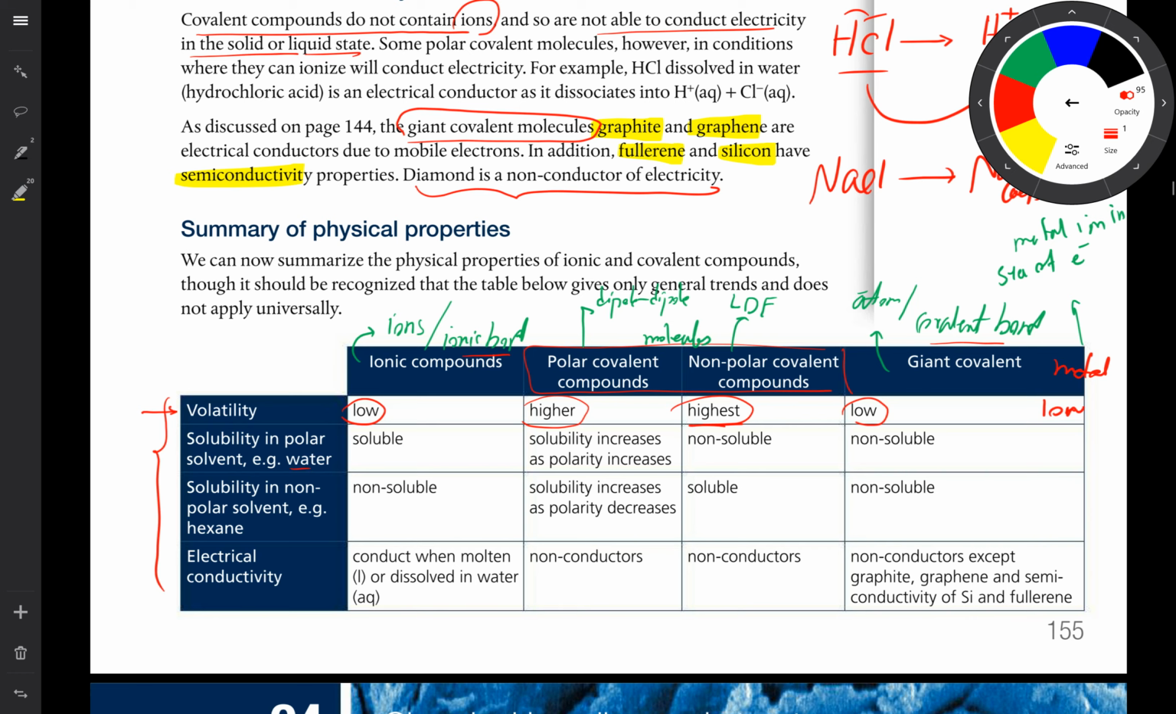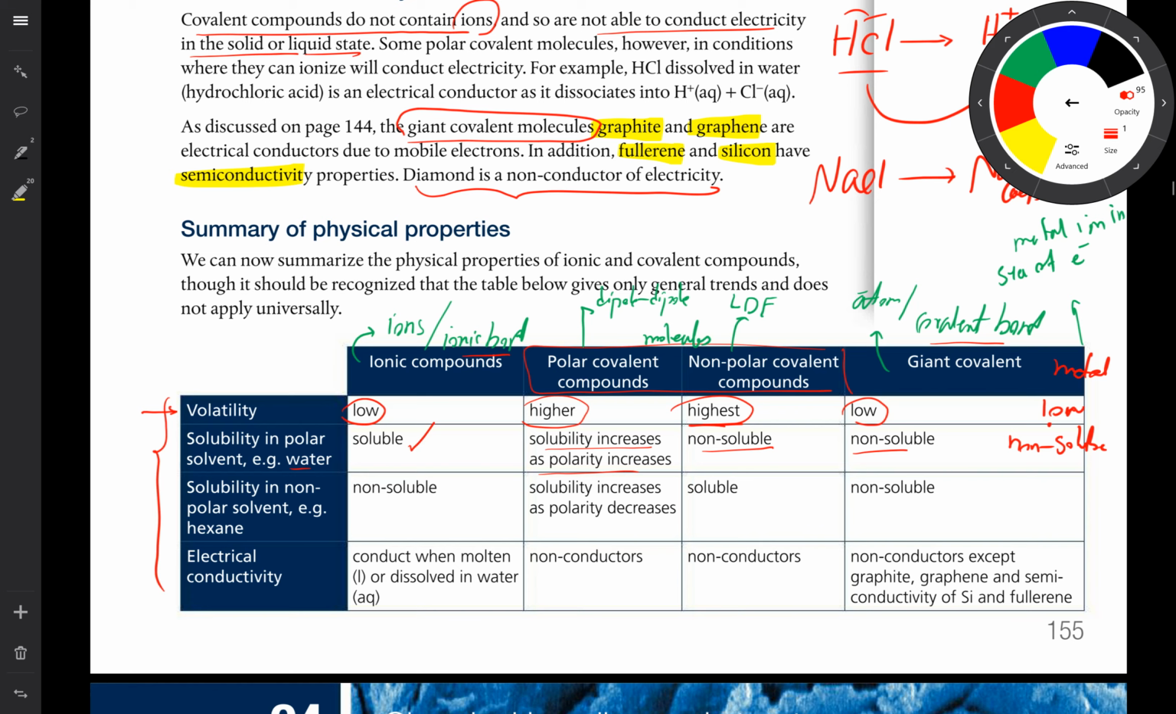Ionic compounds are soluble. You know that you can easily dissolve table salt in water. Polar compounds can be dissolved in polar solvents like water, and solubility increases as the polarity increases. But non-polar covalent compounds are not soluble in water. Giant covalent substances are not soluble. Metals are also not soluble. For example, iron metal doesn't dissolve in water.